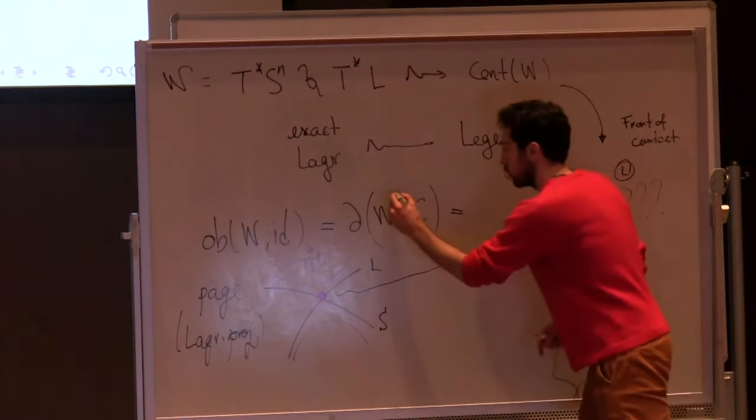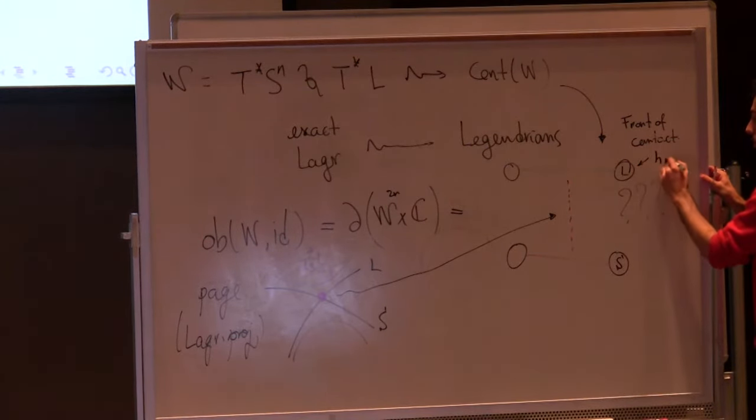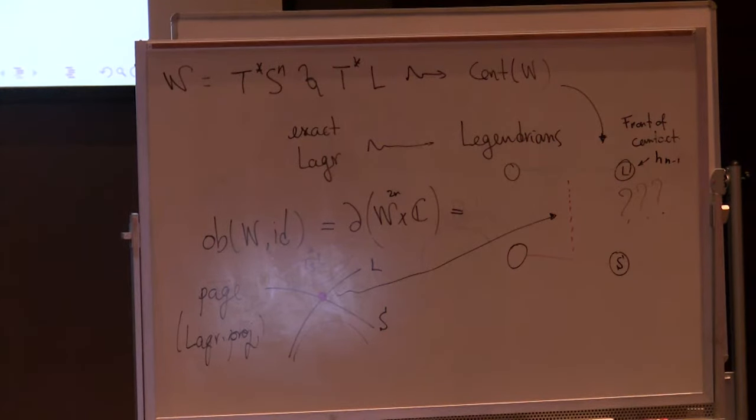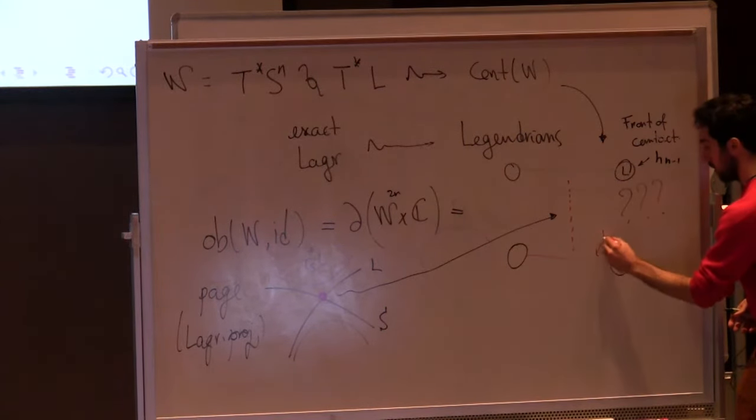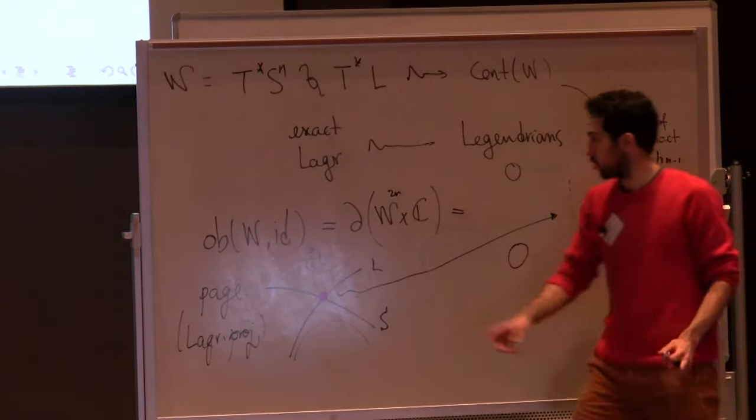So this is dimension 2n, right? Which means that these are subcritical handles, so these are h_{n-1}'s. These are h_n's. You agree with this equality?